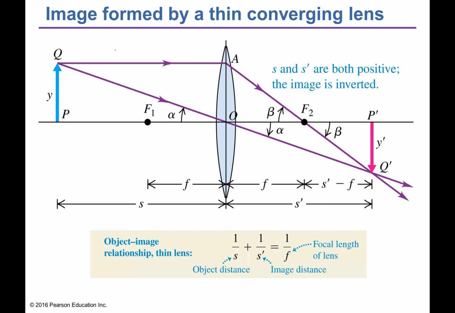Here you can see this is nothing but the P ray, but instead of reflecting through the focal point, it refracts through the focal point. It goes parallel to the axis, then refracts to the focal point on the other side, in the back of the lens.